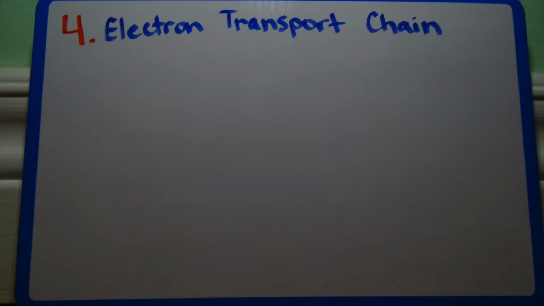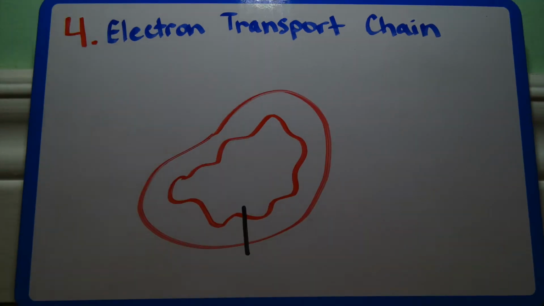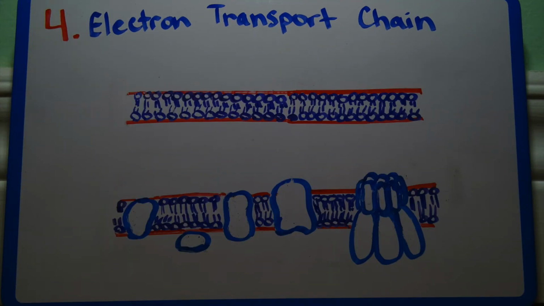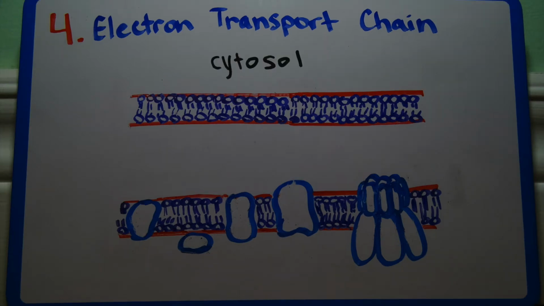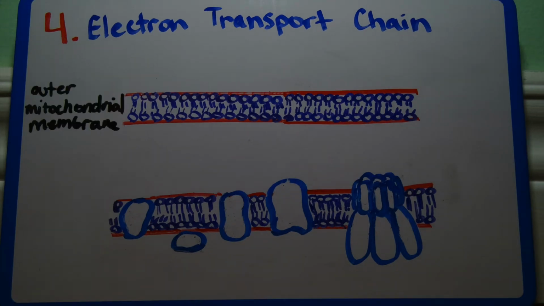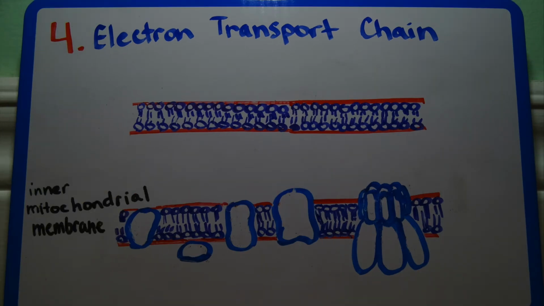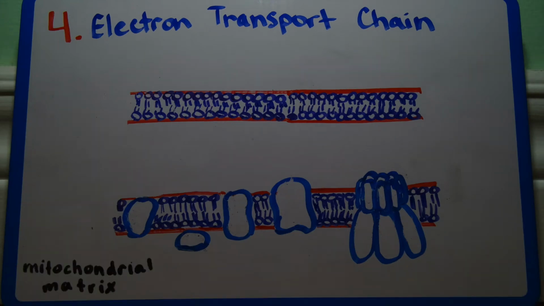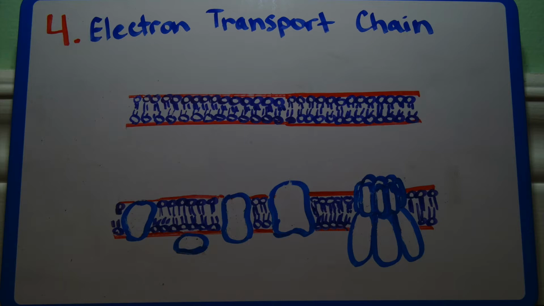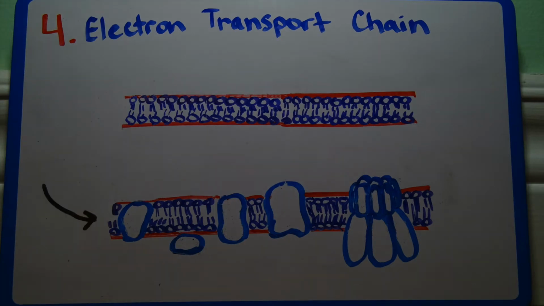The electron transport chain. This stage extracts potential energy from NADH and FADH2 and makes it available for the synthesis of ATP. If we take a closer look, we can see where this is all happening. We can now see the cytosol of the cell, the outer mitochondrial membrane, the intermembrane space, the inner mitochondrial membrane, and finally the mitochondrial matrix. The electron transport chain takes place here, in the inner mitochondrial membrane.